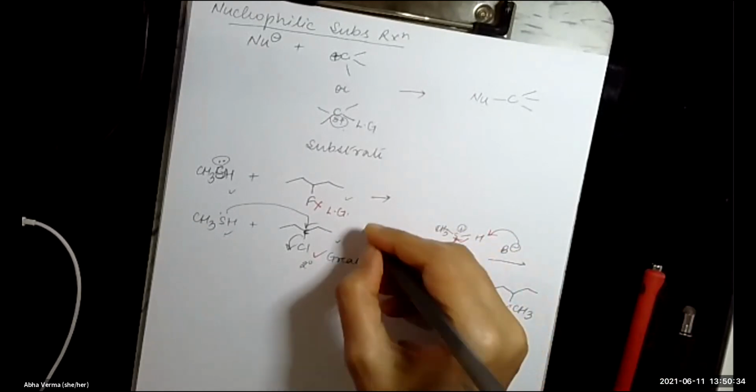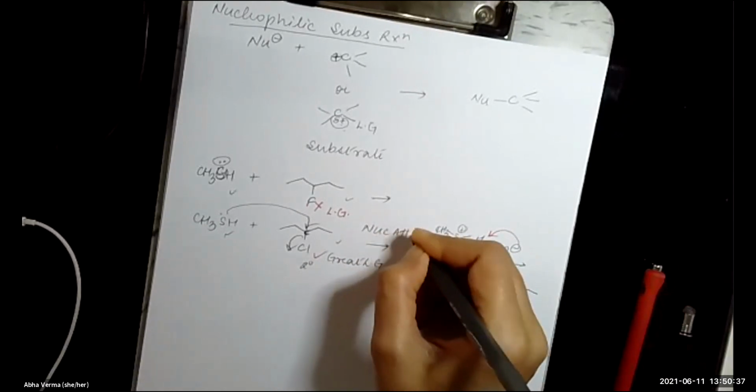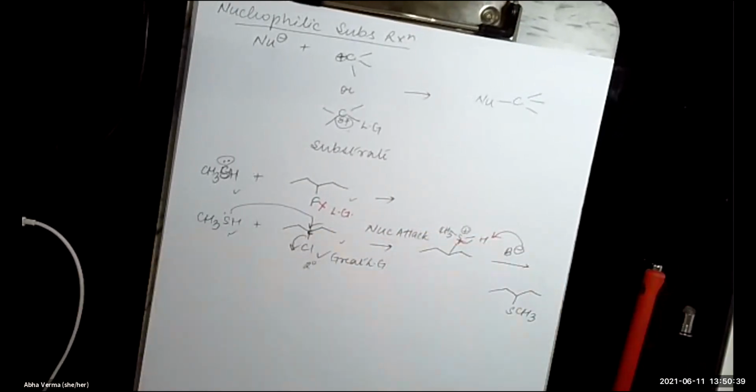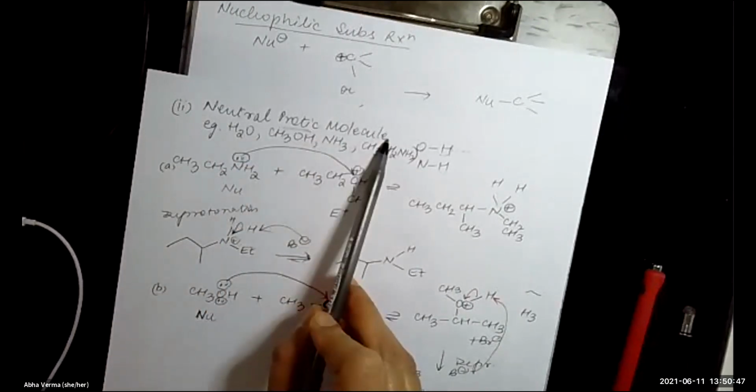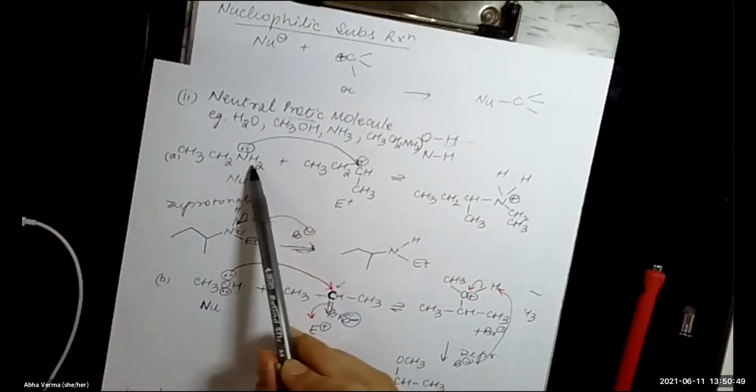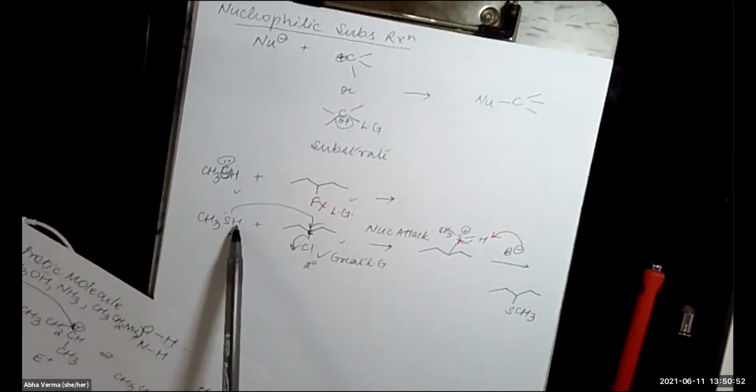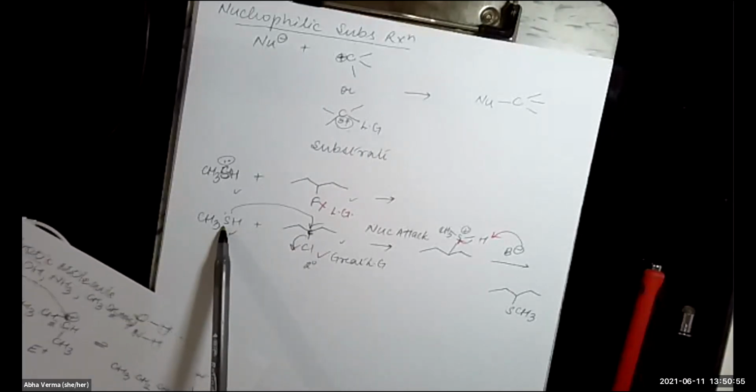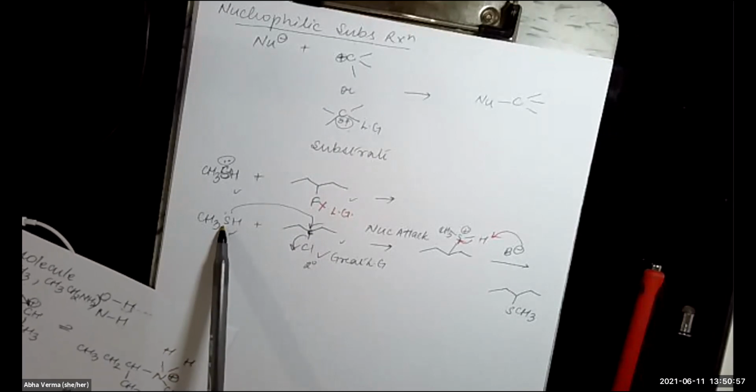So this part, nucleophilic attack, we have already looked at when we did our neutral protic material reacting. Instead of having NH2, I just have SH. This is still protic material attached to an electronegative element. So when the neutral material is attacking, the leaving group is leaving. I did the exact same thing.